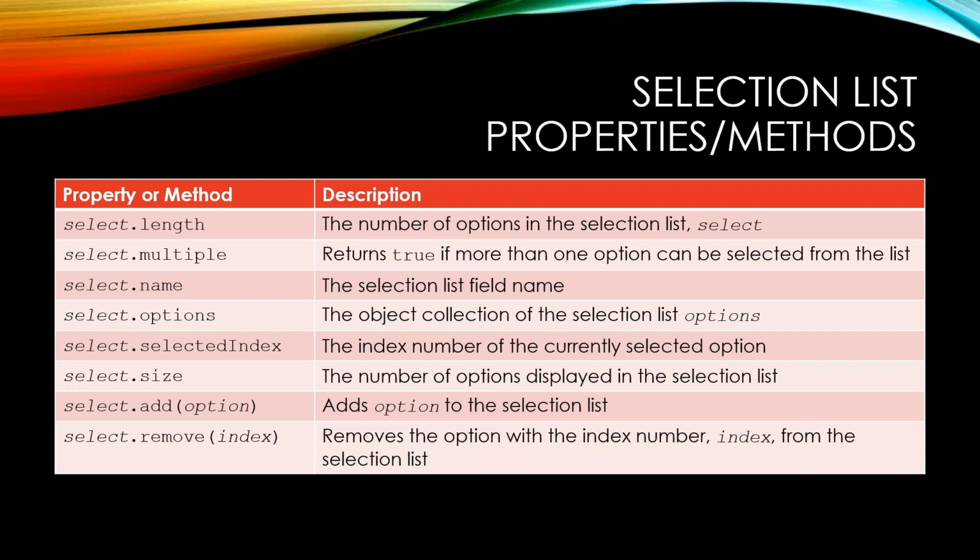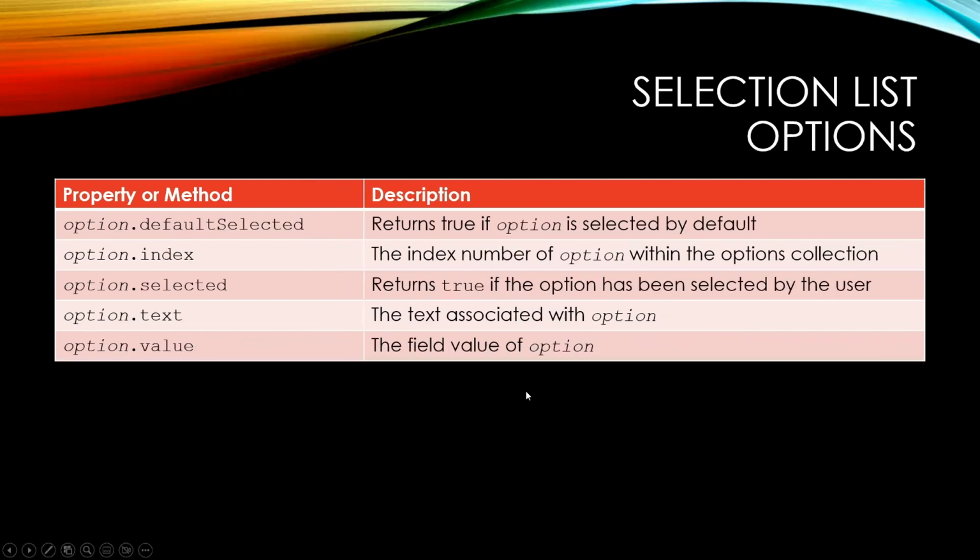Okay. The other one we have is add, and then we have a remove. So if you want to remove an element once a user chooses it, we have the ability to do that. And we also have the ability to add options on the fly. Some more options that we have: default selected. So once your page loads, if you want to default to either a blank or an NA or a specific value, we can do a default selected. We do have the index, which is the number. The selected is a true false value, whether the user has selected that item or not. We have text, which is the text associated, and then we have value, which is the field value.